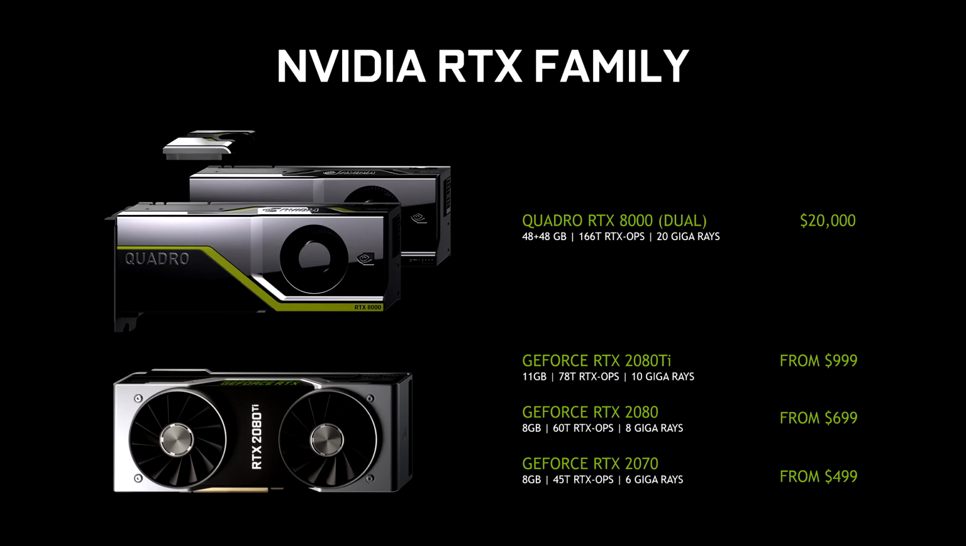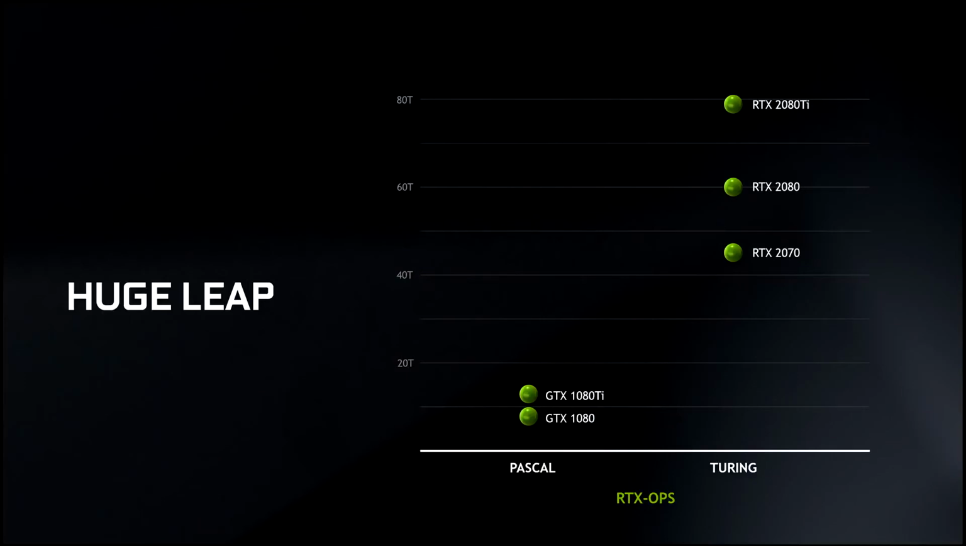Then you have the GeForce RTX family. The 2080 Ti from $999. The 2080 from $699, and the 2070 from $499, and the 2070 is higher performance than the $1,200 Titan XP. The biggest generational leap in the history of computer graphics.